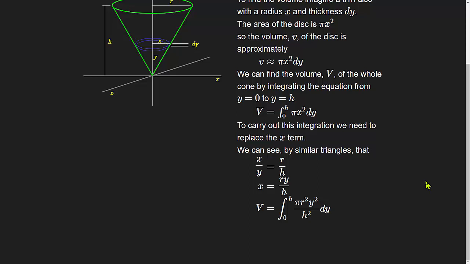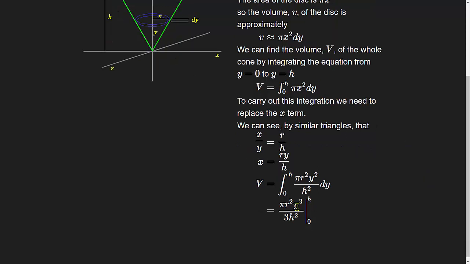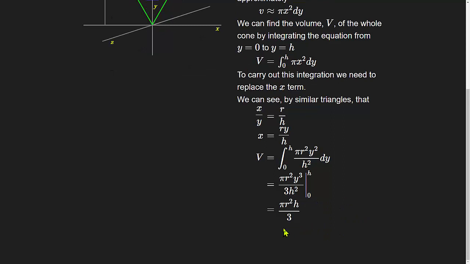Substituting that into our equation, we can now see that v is equal to the integral of pi r squared y squared over h squared. We integrate that with respect to y, so we get pi r squared y cubed over 3h squared. We now put h in place of y, so we get pi r squared h cubed, but that's over h squared. So the h squared and the h cubed will cancel down to h. And then when we put 0 in, the term will become 0, which means that our final answer is pi r squared h over 3, which is 1/3 of the volume of a cylinder.